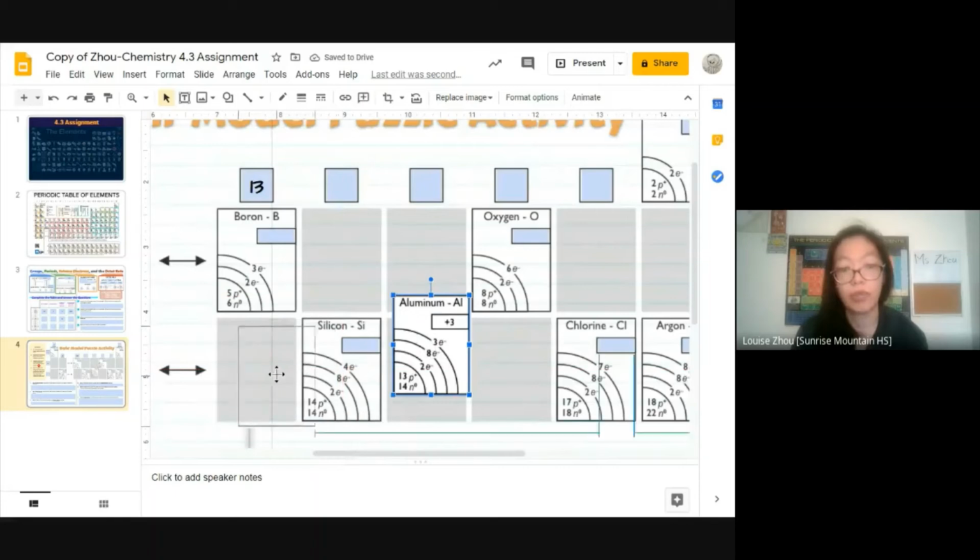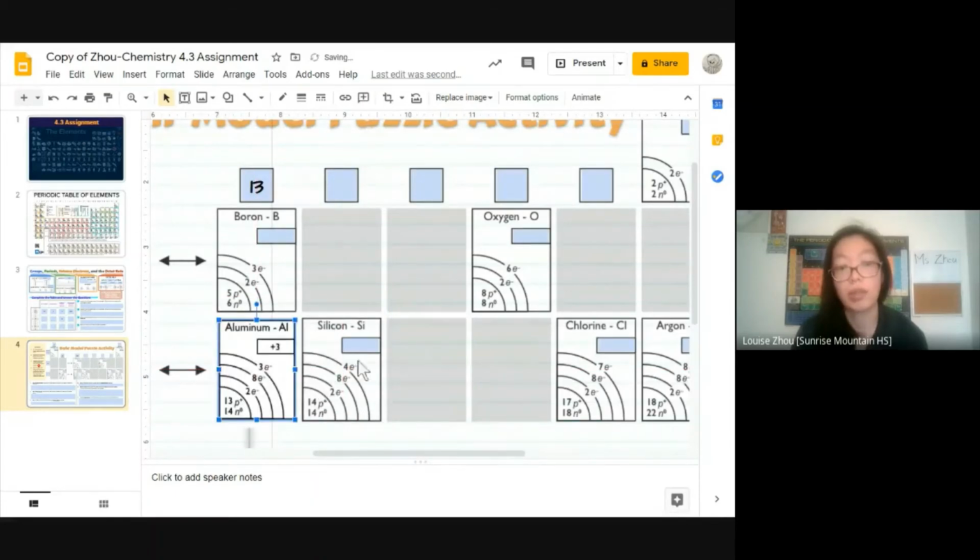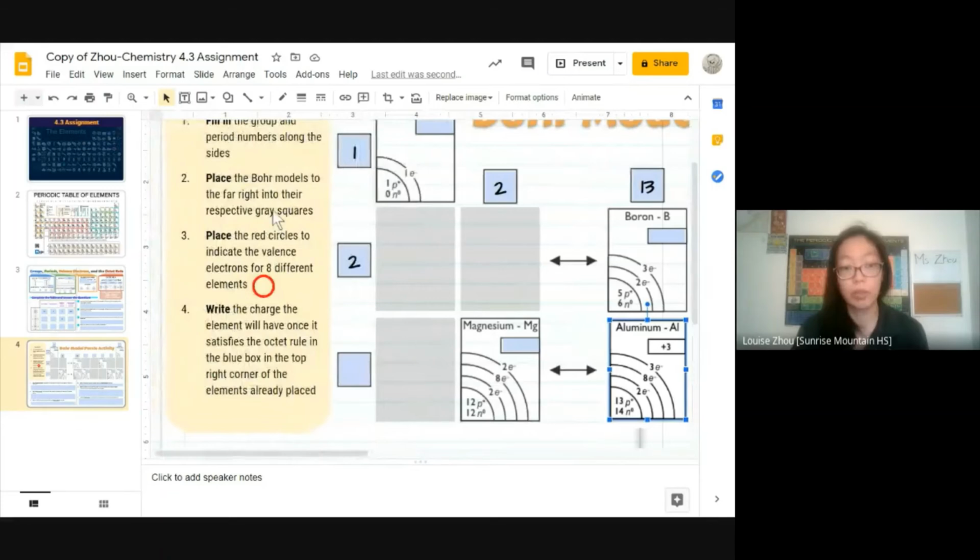And then if you can't drag it all the way, you can just pause in the middle and then click and drag it over. So with that, you would complete all the other gray areas, and that will be done with step 2.